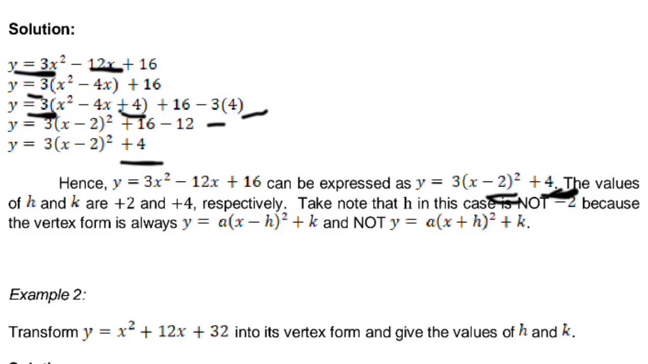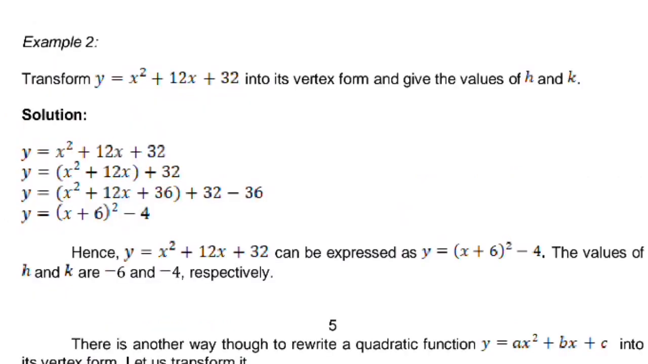Take note that h in this case is not negative 2 because the vertex form is always y equals a times the quantity of x minus h squared plus k, and not y equals a times the quantity of x plus h squared plus k. Then example number 2, transform y equals x squared plus 12x plus 32 into its vertex form and give the values of h and k. So in here, the value of a is 1. So you're going to have x squared plus 12x plus 32.